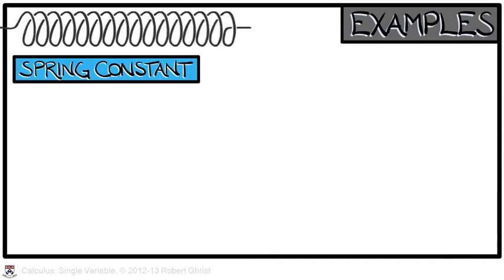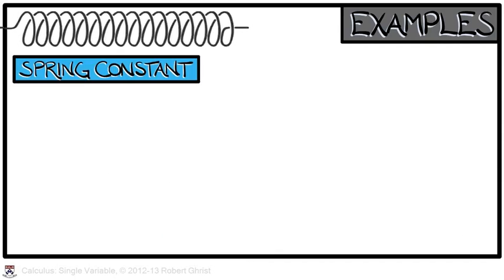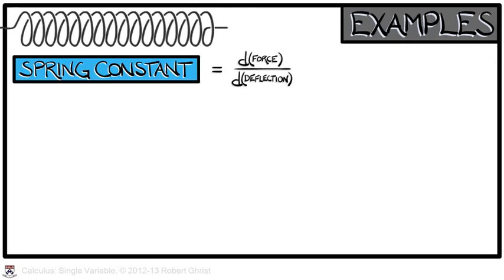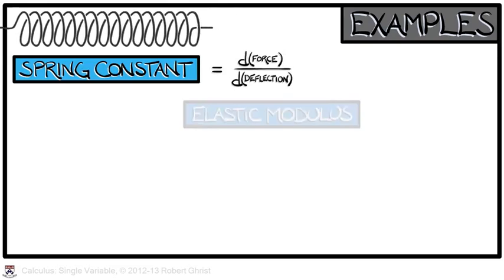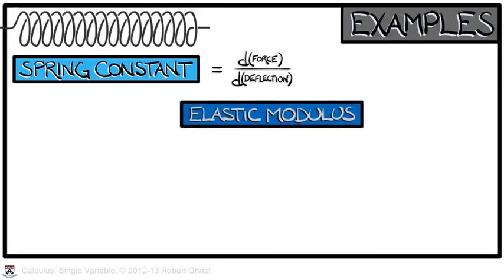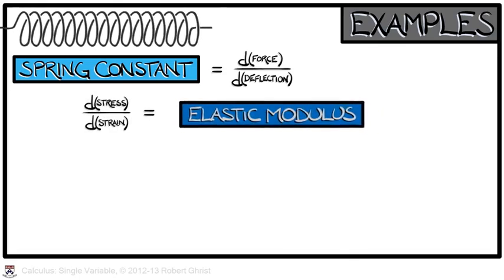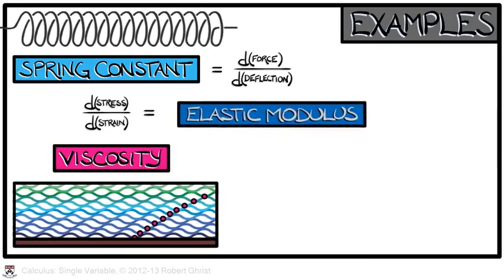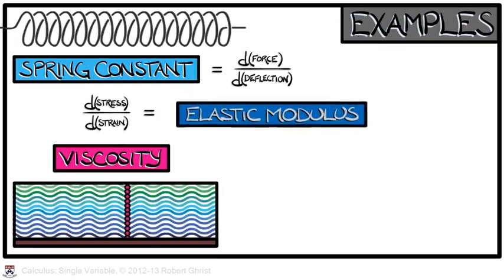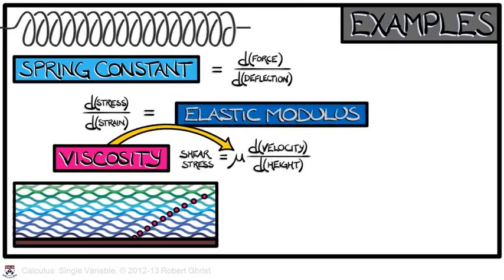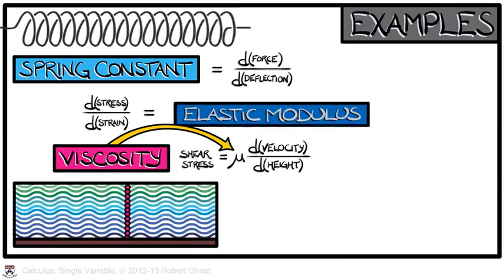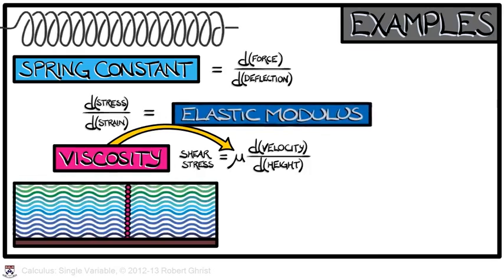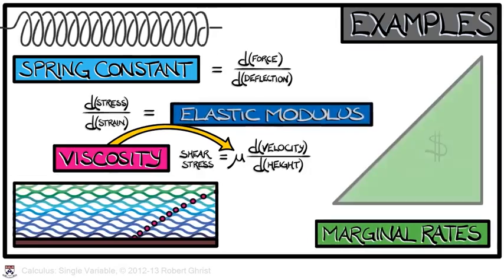There are many other examples of derivatives that are not necessarily rates of change with respect to time. If you look at a spring, one can define the spring constant as the rate of change of the force applied with respect to the deflection. The elastic modulus of a stretchy material is a rate of change of stress with respect to strain. If you want to know what viscosity is, or how slippery a fluid is, well, this is defined in terms of quantities like shear stress and the rate of change of the velocity of a sliding fluid with respect to height. Finally, economics consists of all manner of interesting derivatives.